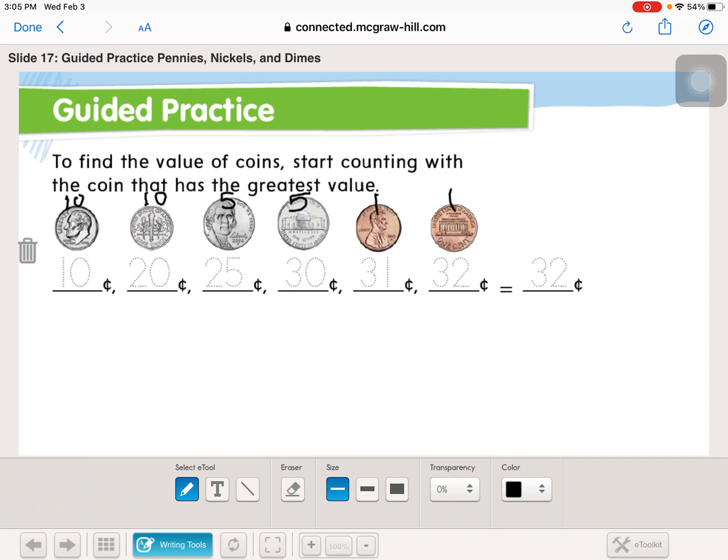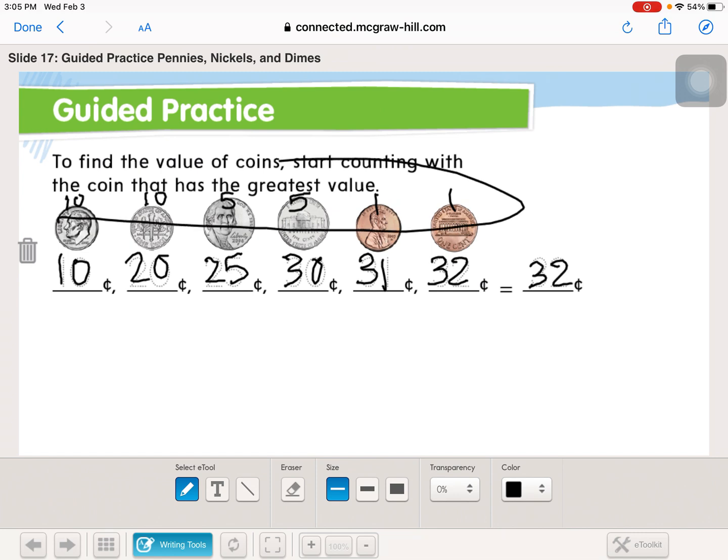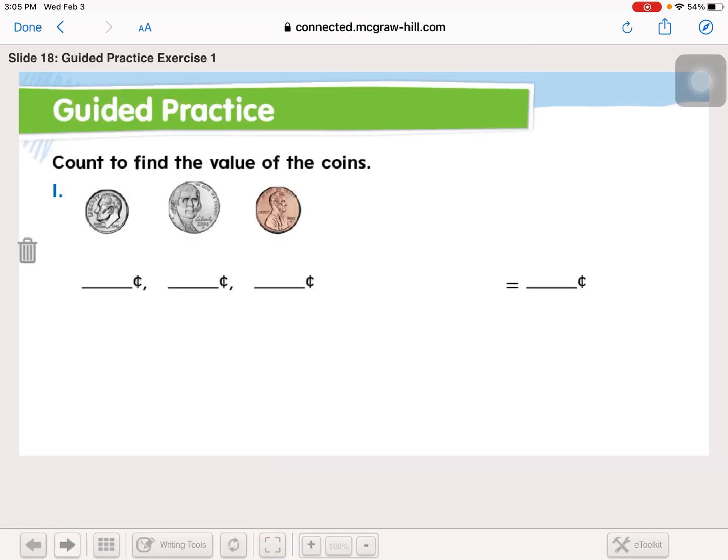So we have dime, dime, nickel, nickel, penny, penny. So 10, 10, 5, 5, 1, 1. And then as I'm counting on, this is 10, 20. 20 plus 5 is 25. 25 plus 5, 30. 30 plus 1 is 31. 31 plus 1 is 32. So total we have 32 cents. I recommend doing this first step here. That way you can keep track as you go.